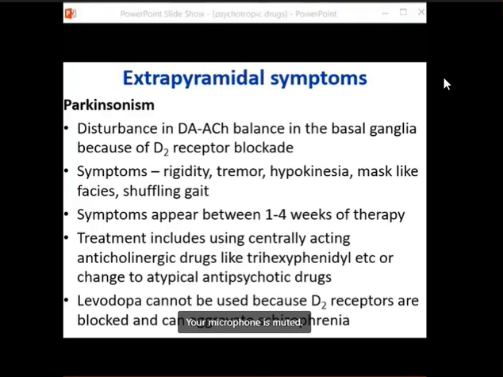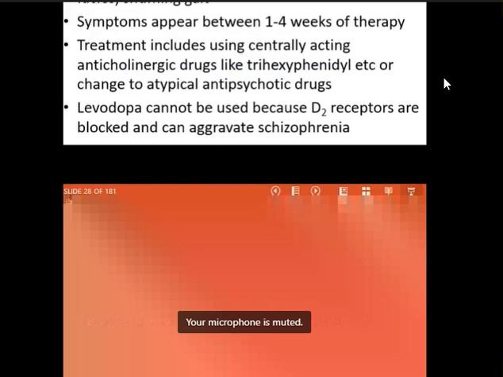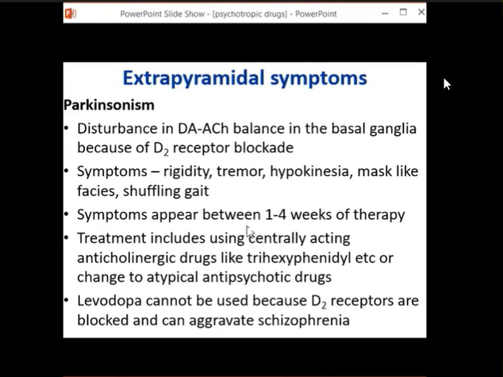Dopamine receptors are already blocked. Yes, because the dopamine receptors are blocked, levodopa cannot act on those receptors. So in this drug-induced Parkinsonism, usually anticholinergic or centrally acting antihistaminic drugs can be given. Also, levodopa can aggravate the schizophrenia.